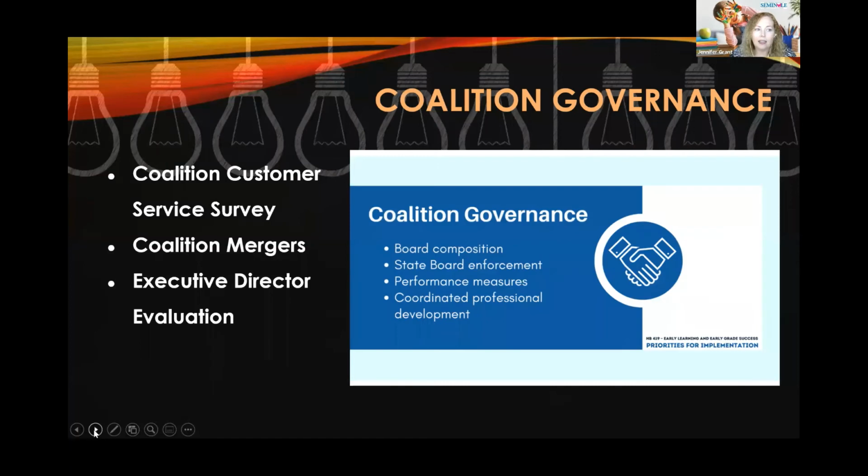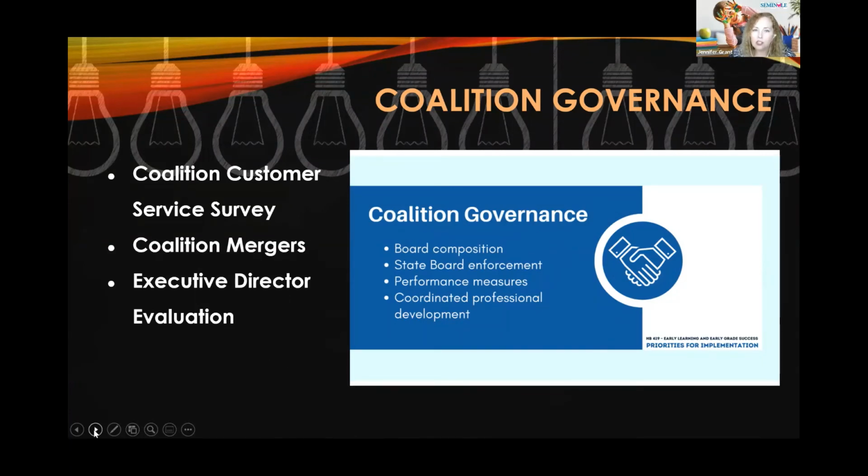They're also looking at if over time a coalition, of the 30 coalitions, if one of them doesn't meet their performance improvement plan, then they could merge coalitions. So that's something that could be done statewide. It changes the executive director evaluation so that all EDs or CEOs across the state have the same evaluation. And so the boards are consistent with how they're evaluating executive directors and CEOs.